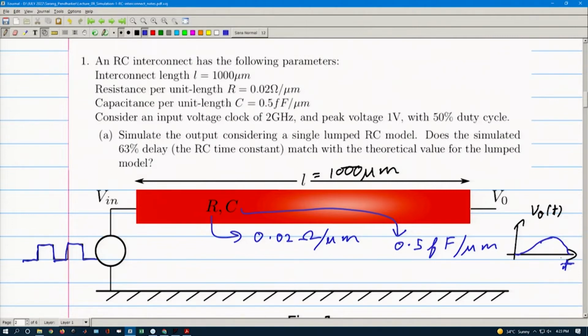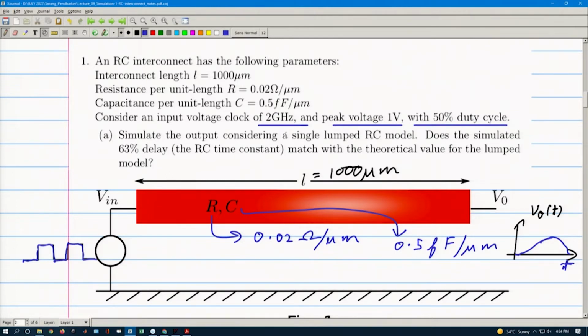For that we need to consider some clock frequency also. A typical value is given to you, for understanding this. So, let us consider an input voltage clock of 2 gigahertz. However, you can take any other value also, as long as your time period is larger than and comparable to the RC delay, so that you can observe the delay, and the delay is not more than your time period. Peak voltage is 1 volt and 50% duty cycle. For this you have to simulate it.